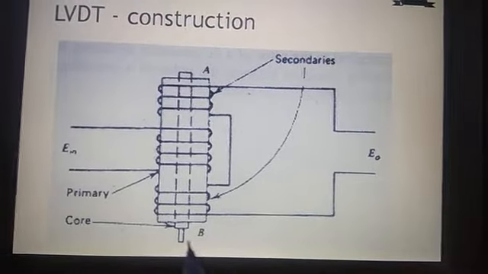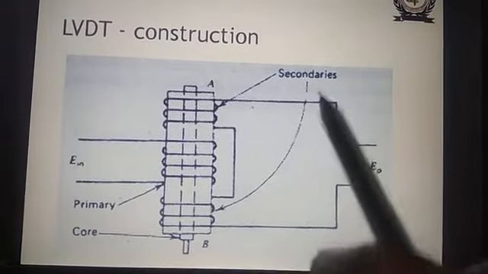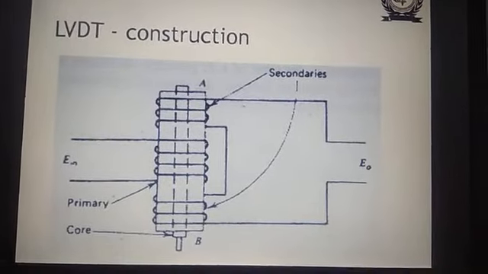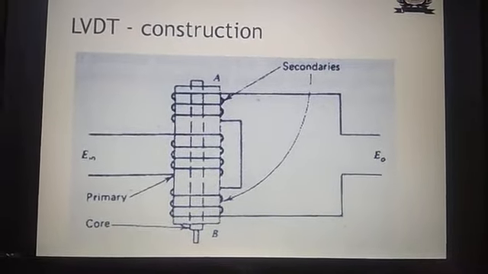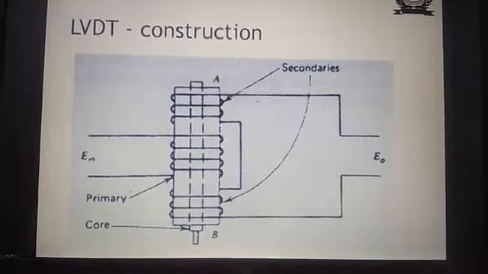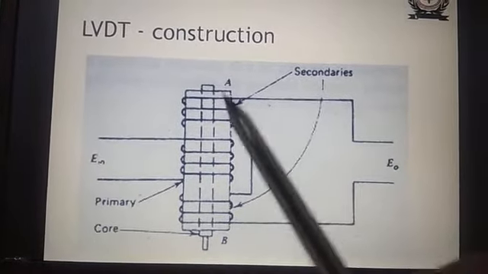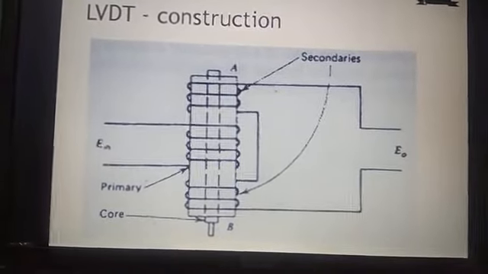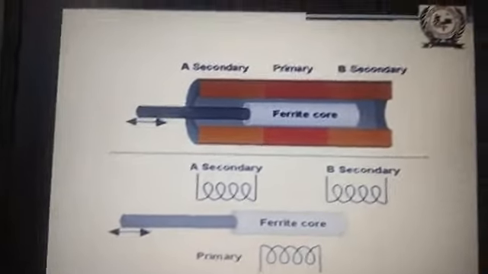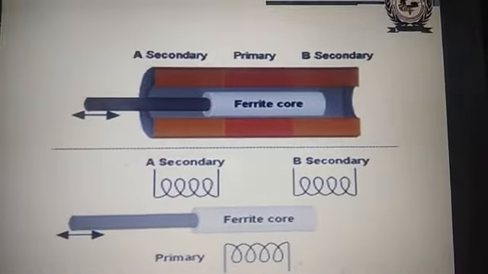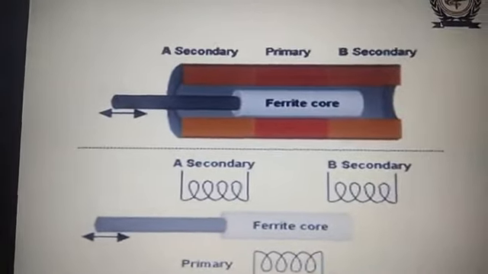So if you change the movement of the core, there will be a change in the output voltage. So a very small displacement of this core can be converted into voltage, and that's why it is called a linear variable differential transformer, because it has a primary and secondary, therefore it is treated as a transformer. One pictorial diagram you can see here.